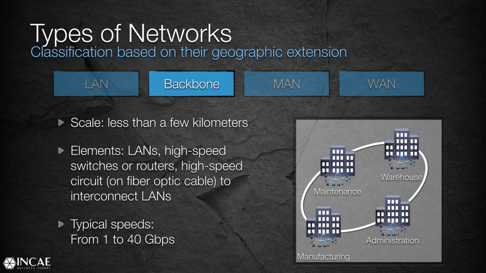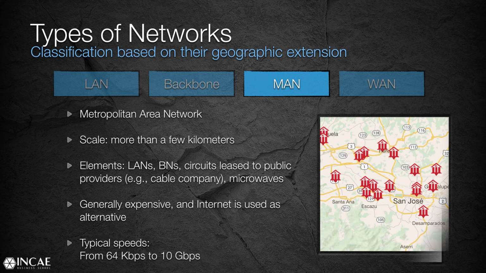Moving to an even broader extension, we can talk about a firm having multiple branches, multiple locations within, say, a city or within a metropolitan area. Think of a bank that has multiple branches scattered throughout a city. The scale of the metropolitan area network is then going to be more than a few kilometers. What we will have is different buildings, different facilities actually, interconnected by circuits that in this case are quite likely leased to public providers such as a cable company.